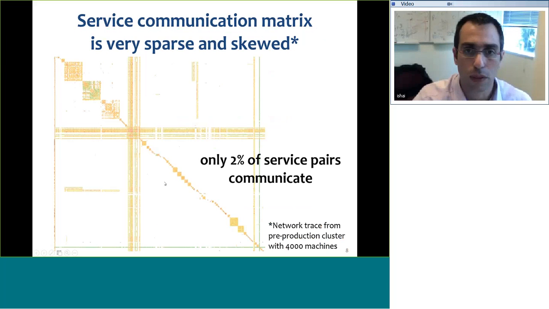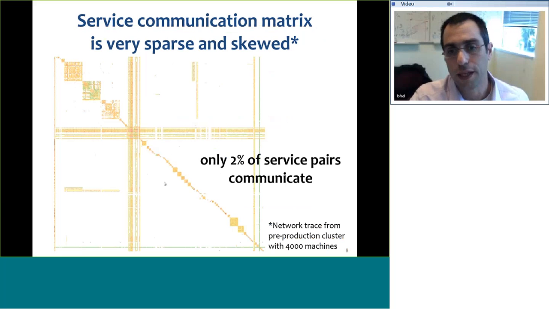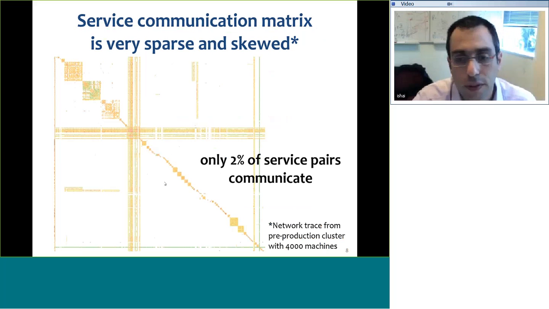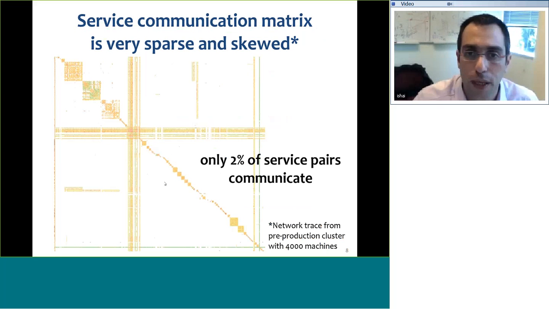Okay, so a bit of insights that we obtained by looking at data. Here you see the communication pattern in the data center. This is the matrix. We put the services on the X and the Y, and the color is orange or green or whatever if there is a communication between a pair of services. What's nice about this measurement is that we can see that the communication pattern is very sparse. We see a lot of white areas, and it's very skewed.